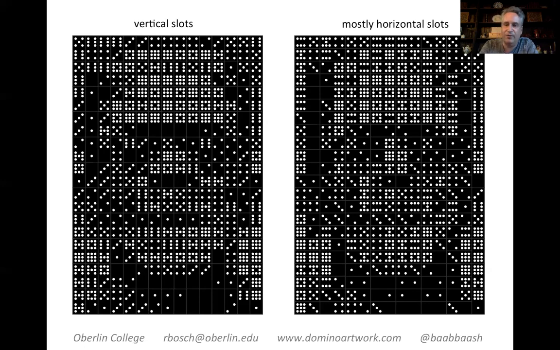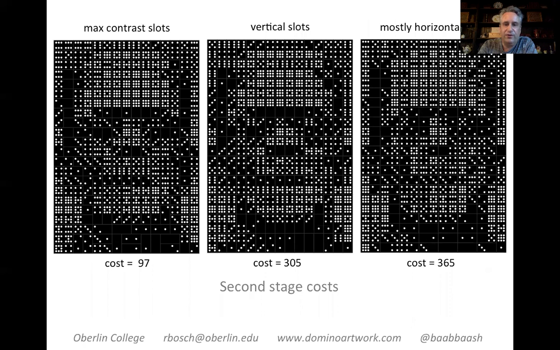Remember, there's an odd number of columns here, so we can't use all horizontals. This shows all 3 of those portraits, all 3 domino portraits. The one on the left, I think, looks best, and it had the best second stage cost. 97 was the measure of the total error, dominoes versus the numbers that lie underneath. The purely vertical one is a lot worse in terms of that second stage cost, 305 compared to 97, and the mostly horizontal one is even worse.